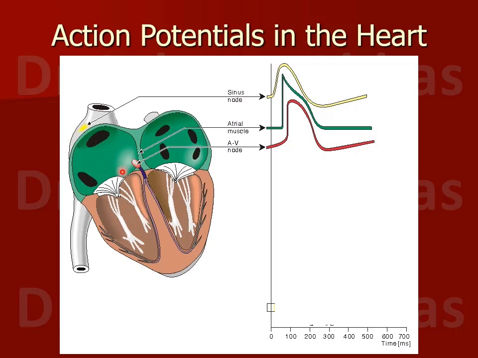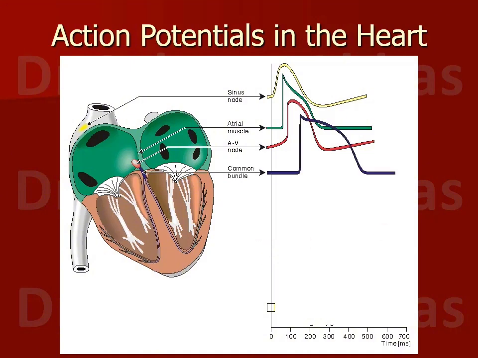The specialized excitatory and conductive system of the heart has the property of automaticity and rhythmicity, so they have an unstable action potential, while the atrial muscles and the ventricular muscles, being contractile fibers, have a stable resting membrane potential.